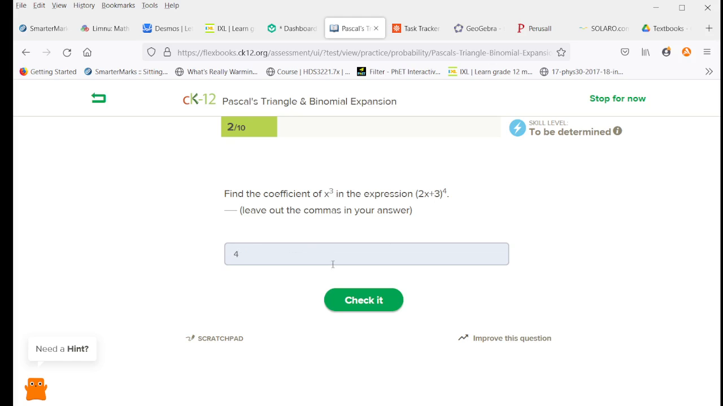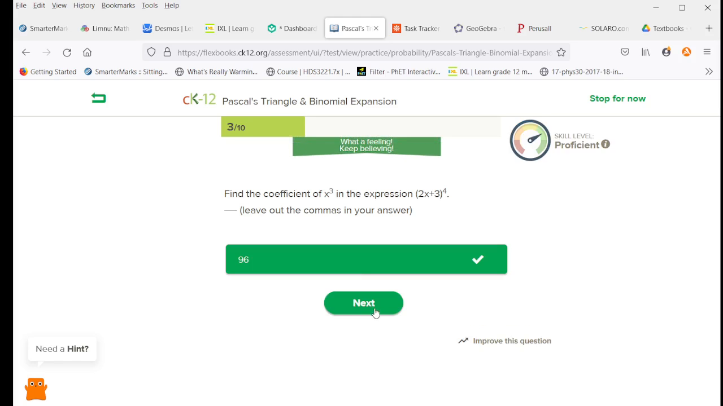So that's going to have a coefficient of 4 from the binomial theorem. We're going to multiply by 2 cubed and by 3. These are going to be the values that we have. 2 cubed is 8. So that's a 32 times 3. We end up with a 96. Okay. Our gauge here, we're at proficient. We ideally want to go to mastery.